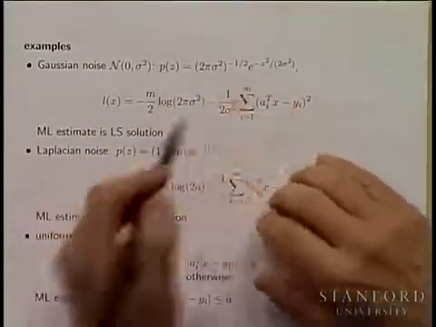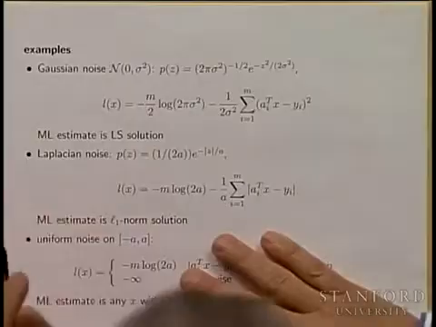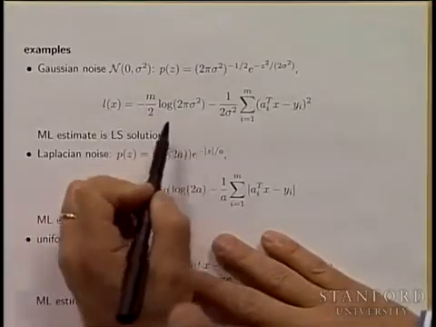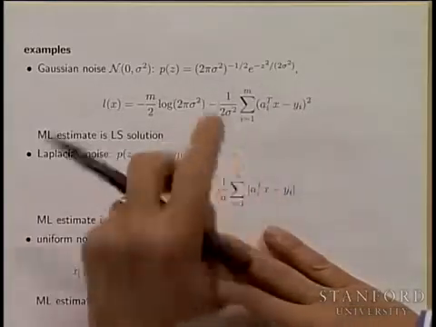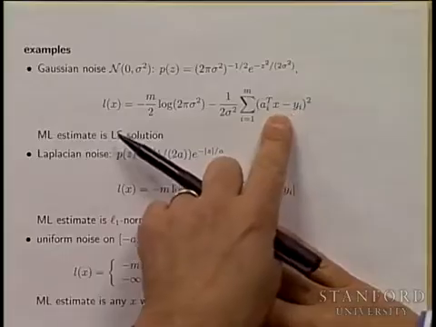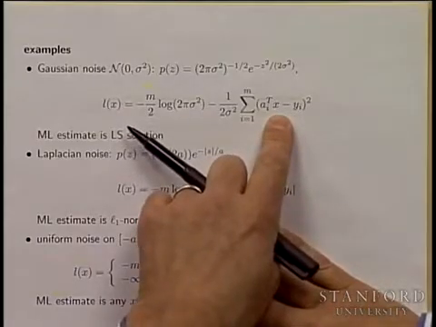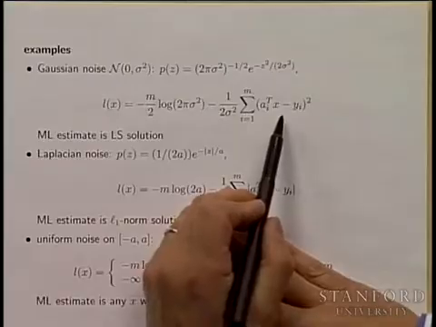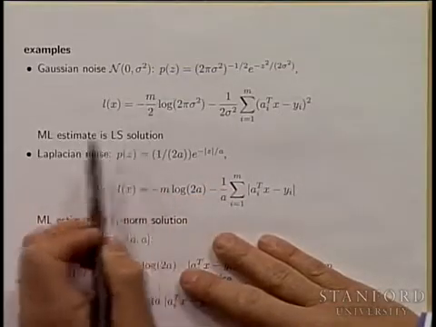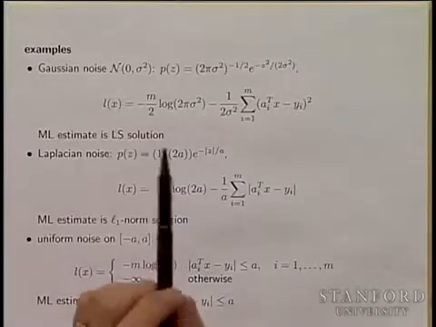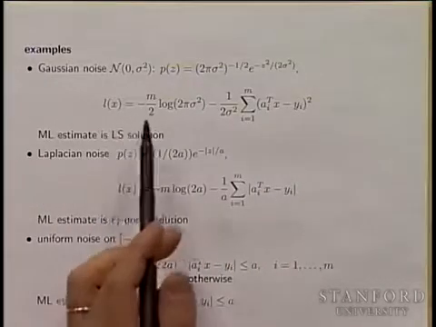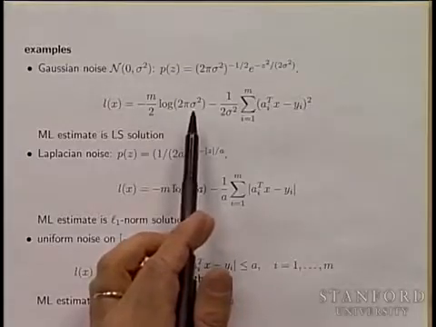Here's one. If the noise is Gaussian, the density is just this. Then the log likelihood function looks like this. It's a constant that has nothing to do with x, and then minus this term, which is a positive constant times nothing but an L2 residual. So in this case, the maximum likelihood estimate is the least squares solution. So if you're doing least squares, you're actually doing maximum likelihood estimation assuming that the noises are Gaussian. And in fact, it doesn't matter what the variance is.